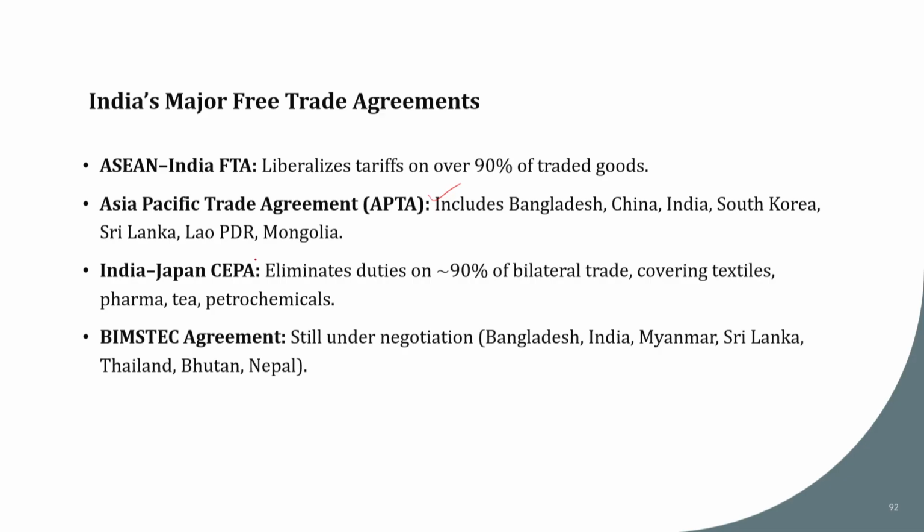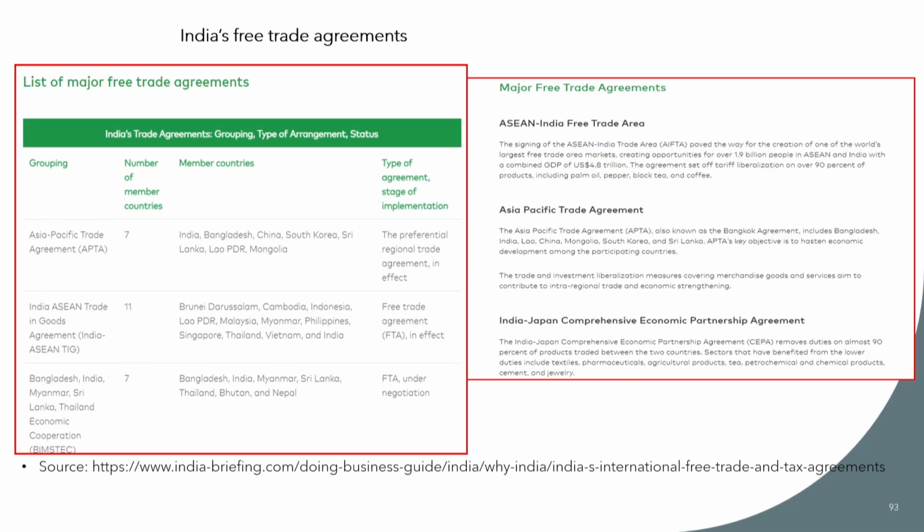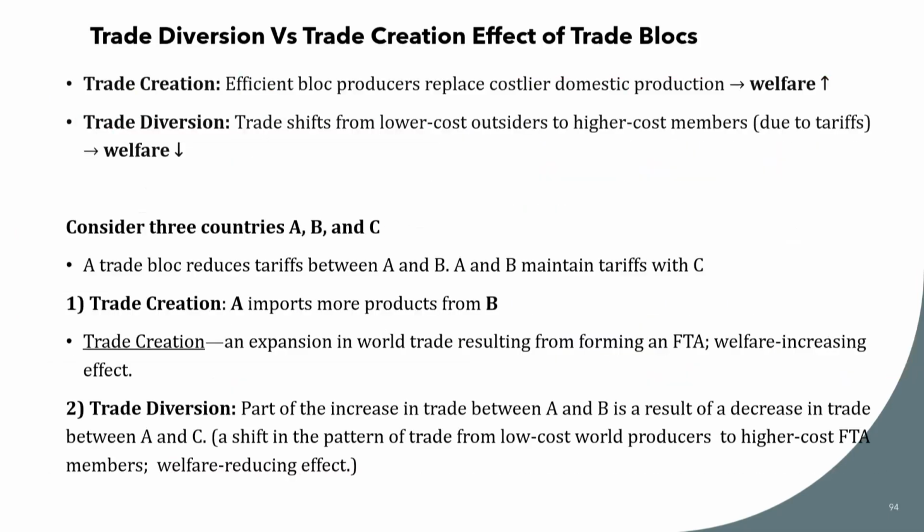Then the India-Japan CEPA eliminates duties on approximately 90% of the bilateral trade between India and Japan, covering textiles, pharma, tea, and petrochemicals. In addition, there is the BIMSTEC agreement. This is still under negotiation among Bangladesh, India, Myanmar, Sri Lanka, Thailand, Bhutan, and Nepal. I have some screenshots to show these trade agreements to give you a little more information. Please go through the content of this screenshot to get more insights on India's free trade agreements.